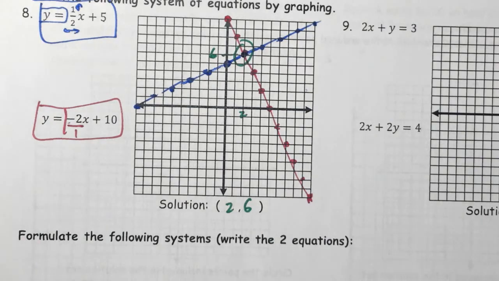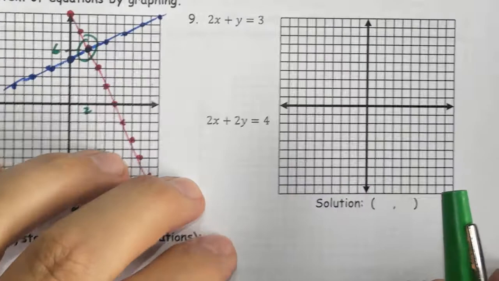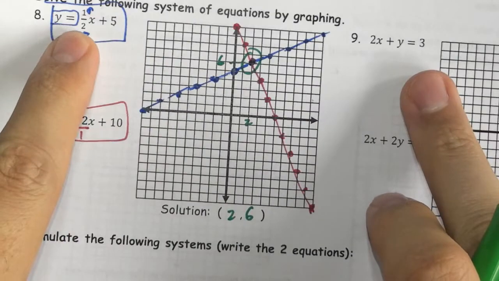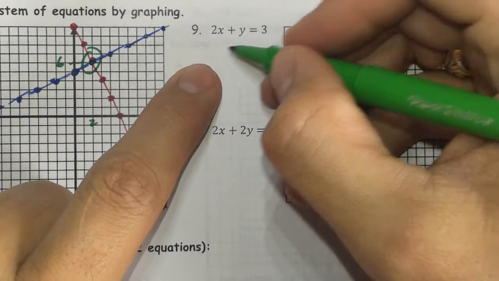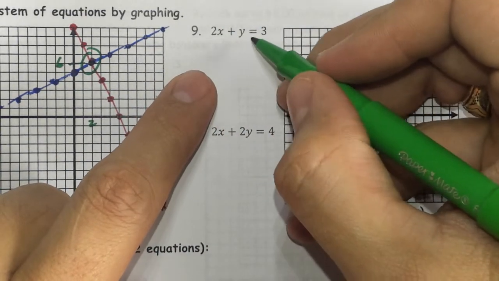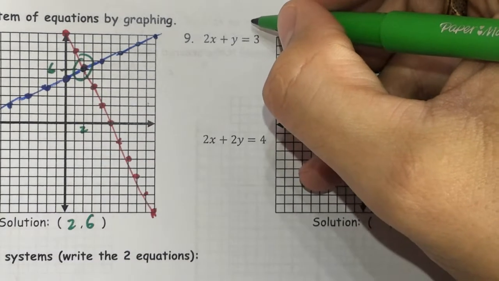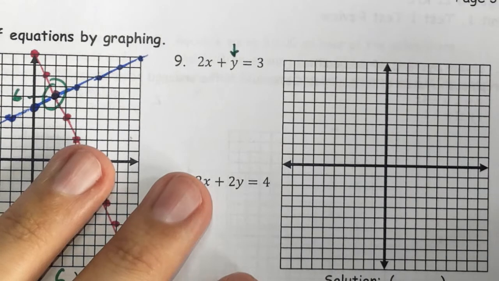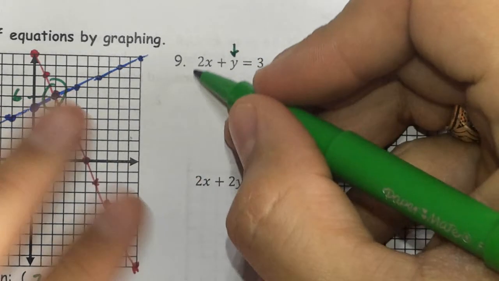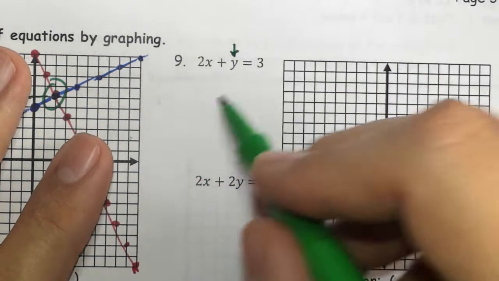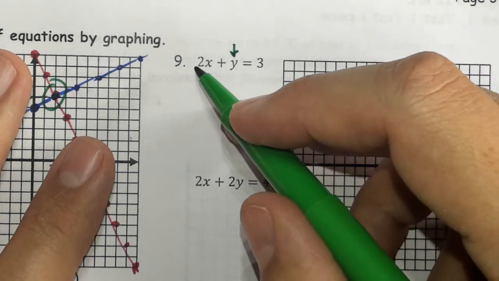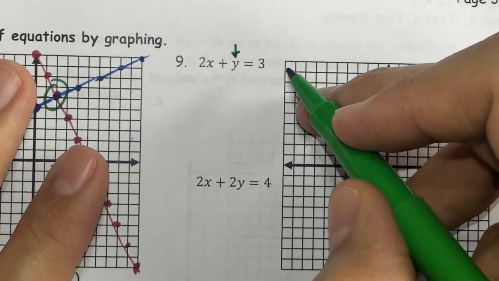Number 9. On number 9, you have to do a little bit of work to get in y equals. My first two are already set up for y equals. So let's go ahead and solve this one for y equals. Here is my y. This is what I am solving for. This y right there. This 2x over here is not supposed to be there. It needs to be on the other side. Advanced trick, you can just move this over across the equal sign and change the sign. It works.